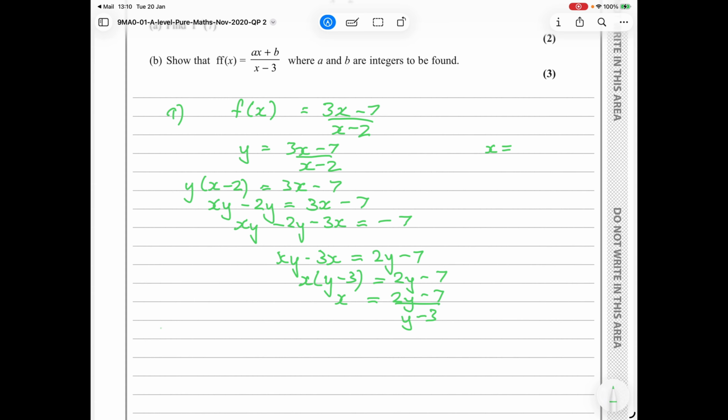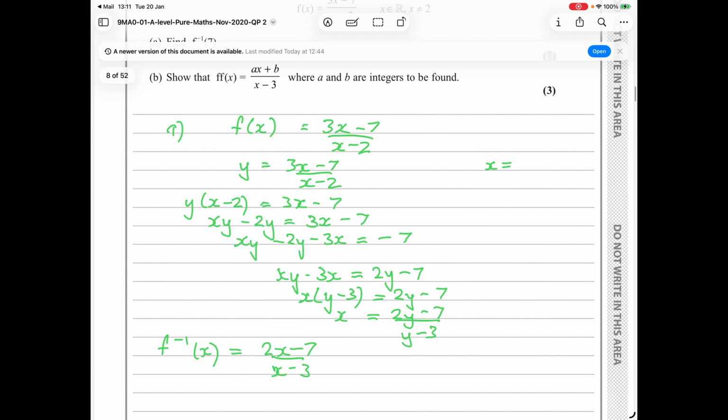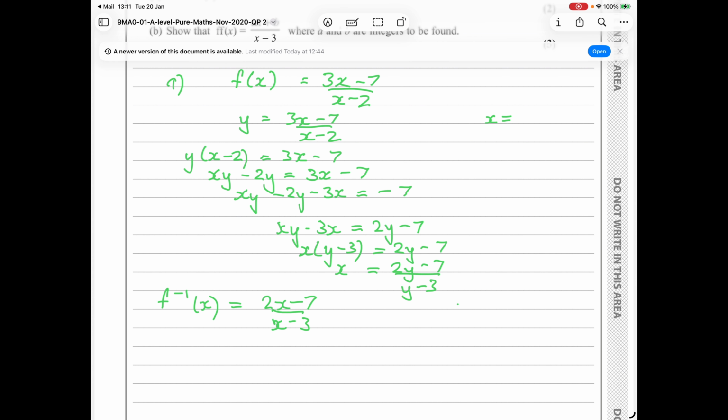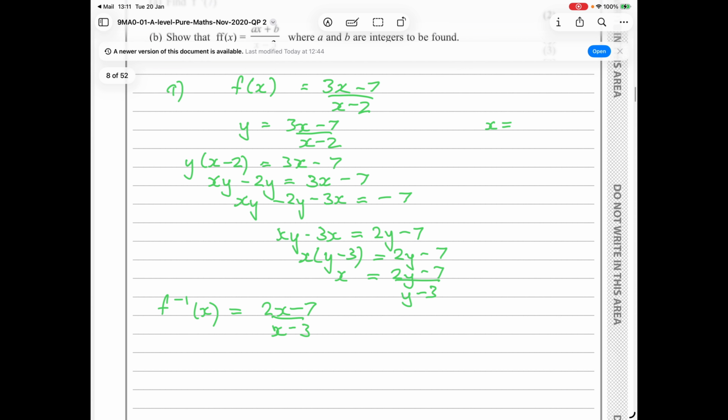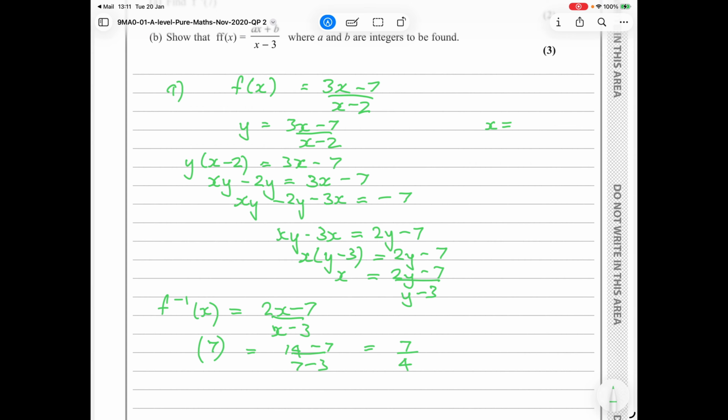And now what we do is we say f inverse of x equals 2x minus 7 over x minus 3, which took ages. And what we have to do now is put 7 into that. So let's put 7 in, so we get 14 minus 7 over 7 minus 3, so that equals 7 over 4. And that's as far as that's going.